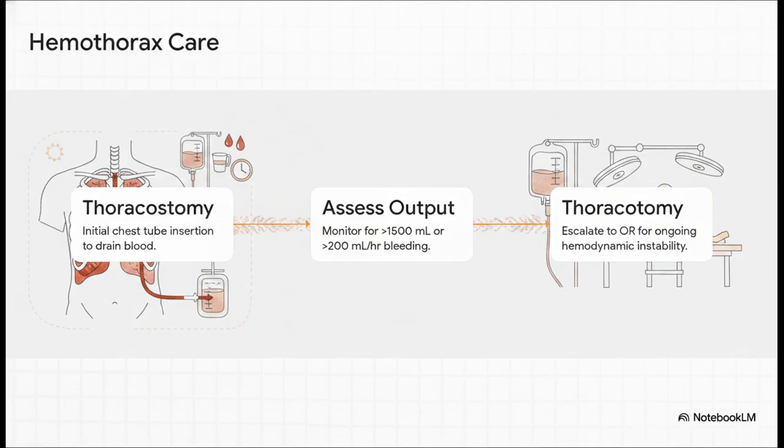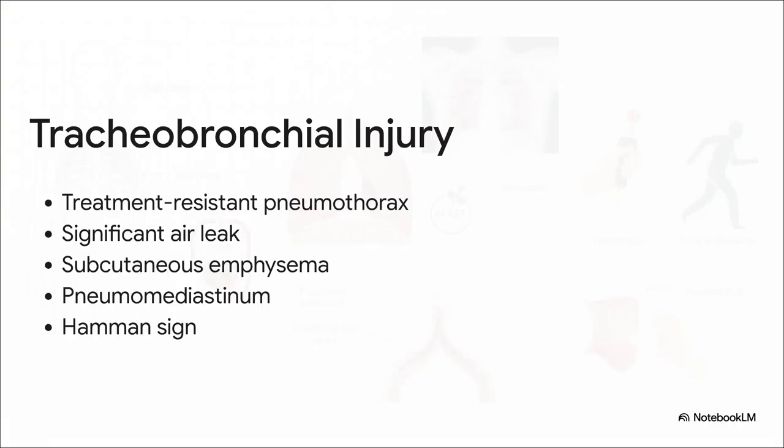For a hemothorax, you have to drain the blood to prevent a trapped lung or a later empyema. Your initial next best step is chest tube insertion, alongside fluid resuscitation. But you need to know exactly when to escalate to an immediate OR thoracotomy. The strict thresholds for the OR are an initial chest tube output of more than 1,500 milliliters, ongoing bleeding of more than 200 milliliters per hour for over 2 hours, or a continuous need for blood transfusions just to keep the patient hemodynamically stable.